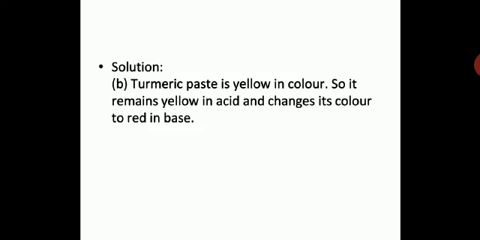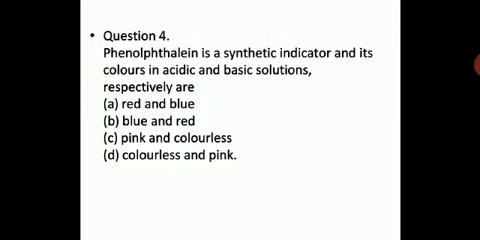Turmeric paste is yellow in color, so it remains yellow in acid and changes its color to red in a base. Always, like in soap solution, just take a little amount of soap in your hand and sprinkle some turmeric powder. It will turn red, because soap will have a base. Soap is always basic in nature, so it will turn turmeric powder red, and turmeric powder will remain yellow in acid.